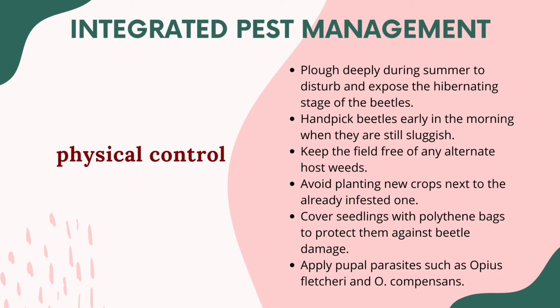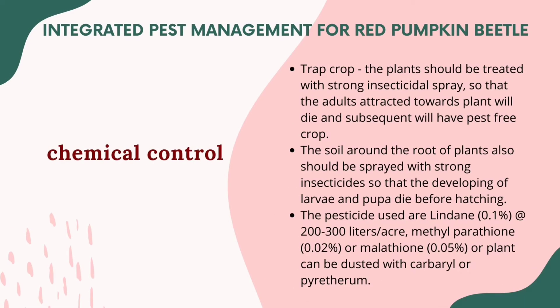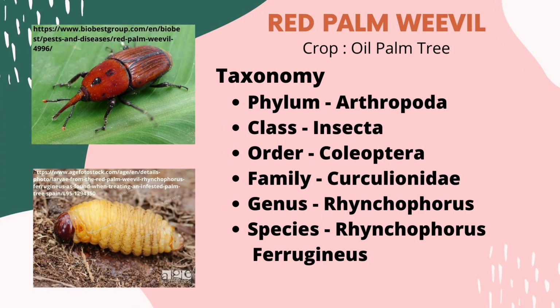And the last one is by applying proper parasites such as Ophion fletcheri and O. compensans. The second one is chemical control. We can use a trap crop, which should be treated with a strong insecticidal spray so that the adults attracted towards the plant will die. The soil around the roots of plants should also be sprayed with a strong insecticide so that the developing larvae and pupae die before hatching. Examples of pesticides that can be used are lindane, methylparathion, malathion, or plants can be dusted with carbaryl or pyrethrum.